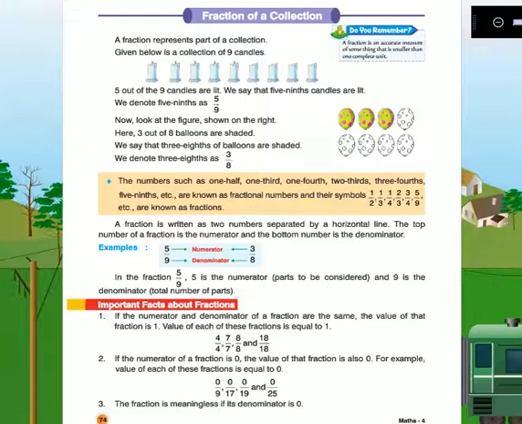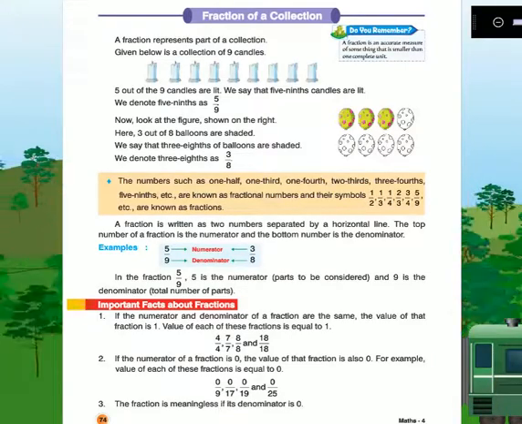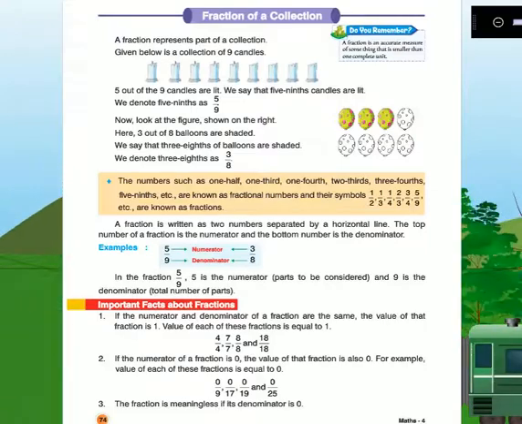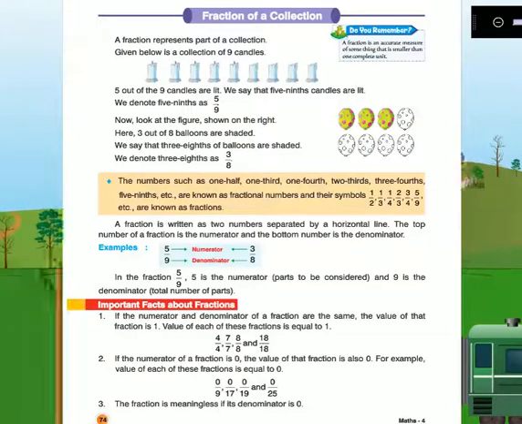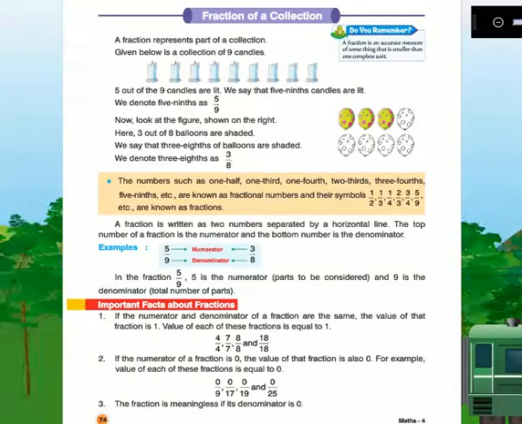Now, look at the figure shown on the right. Here, 3 out of 8 balloons are shaded. We say that 3/8 of the balloons are shaded. We denote this as 3/8.